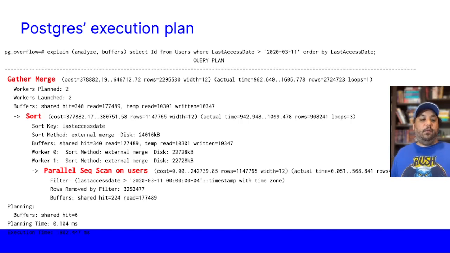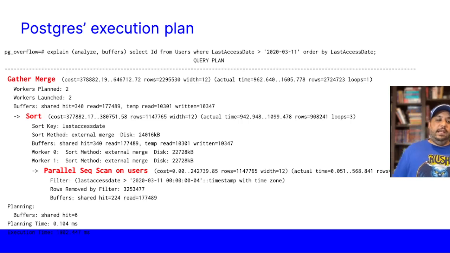So the first step here is we do a sequential scan on users. And Postgres actually parallelizes this, but we don't have to worry about that at the moment. So we do that sequential scan on users. And then we work our way back up and to the left. So we go from the sequential scan on users up to a sort operation, and then from the sort it goes up to the gather merge operation. And two things about that.